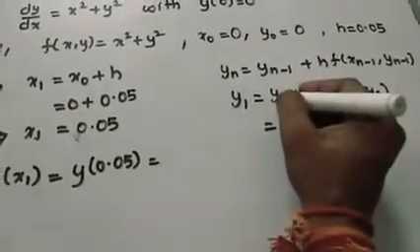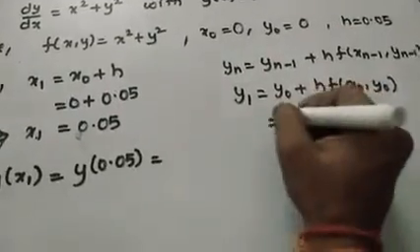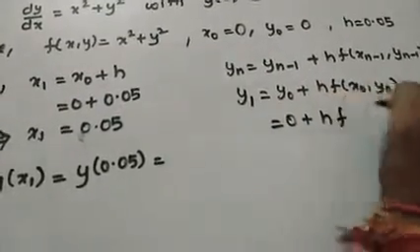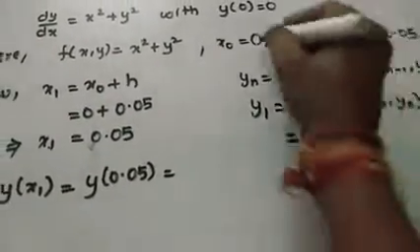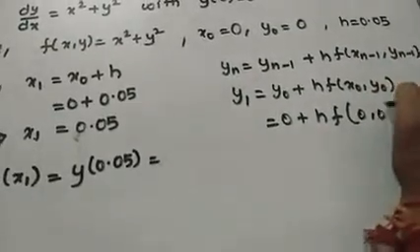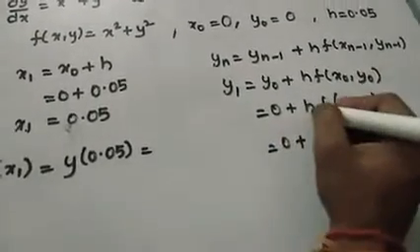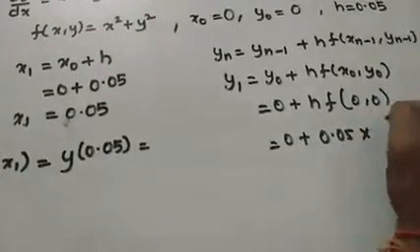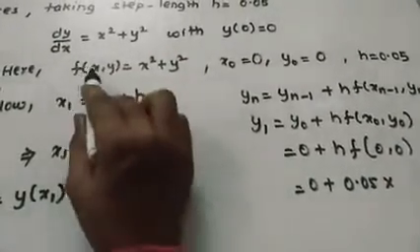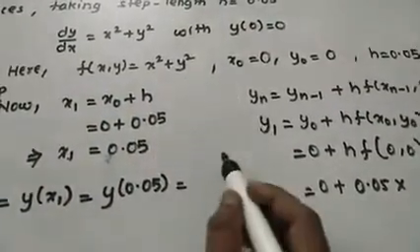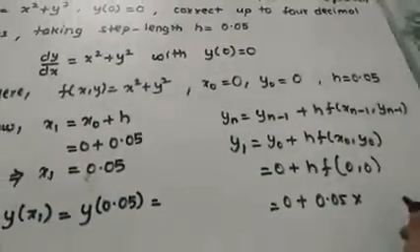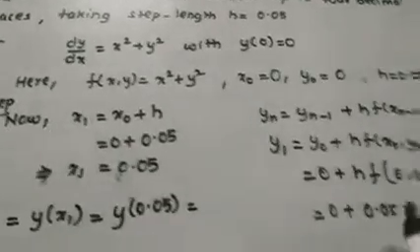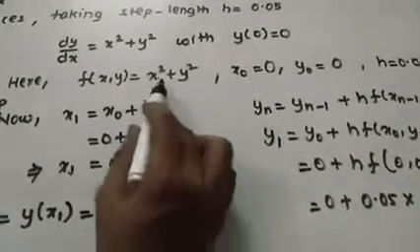Okay, what is the y0 value? 0 plus h. x0 value is 0, y0 value is 0. So 0, and the h value, what we know, is 0.05, into, okay, now what is f of xy given to you? x square plus y square.